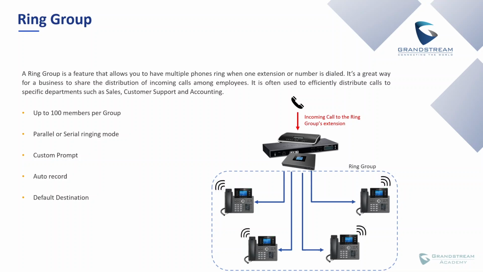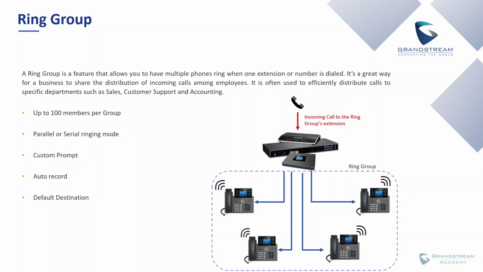These phones should be included in the same Ring Group to receive the call, and different ring strategies can be applied to Ring Group members. Up to 100 members per group: the maximum number of members that can be added to a Ring Group is 100. Parallel or serial ring-in mode: users can choose the ring strategy as either simultaneously or in order.